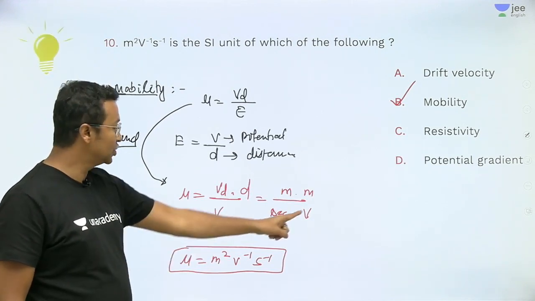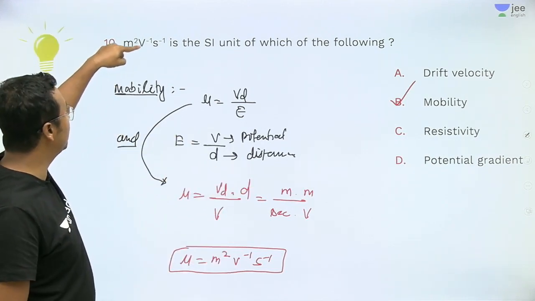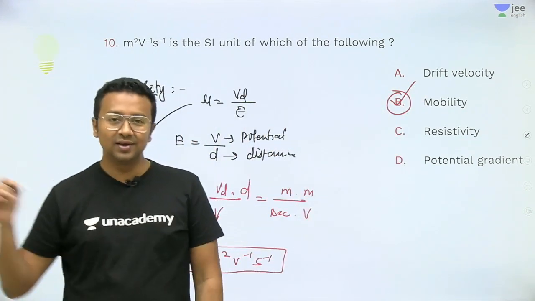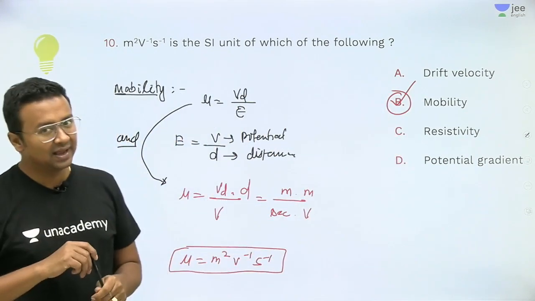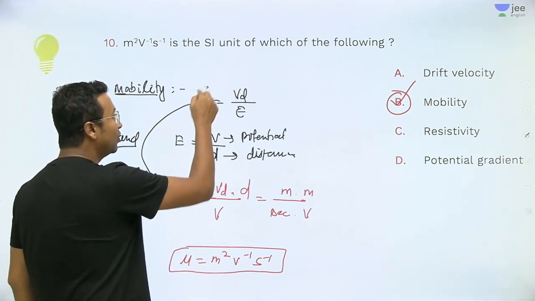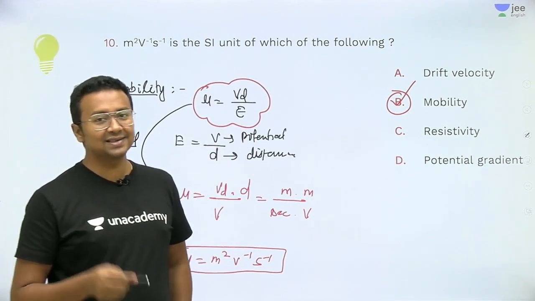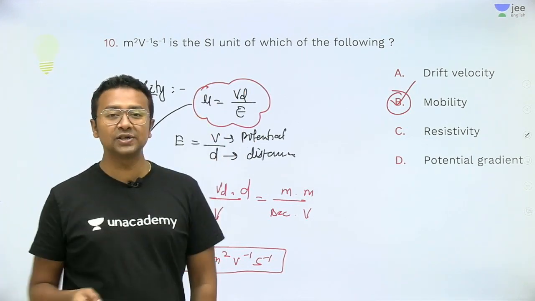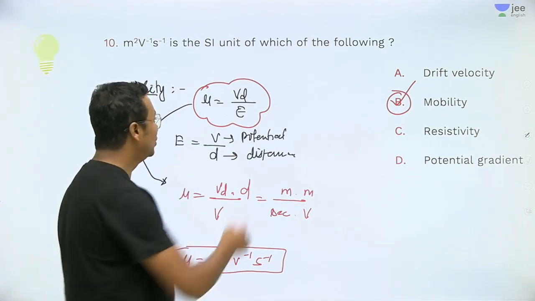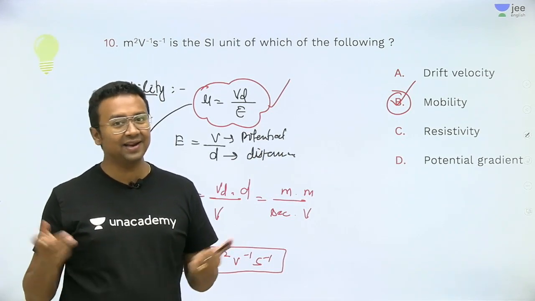This is voltage, so volt and meter. If you solve it, you will get meter square per volt per second. The correct answer is mobility. So in this question, I believe the formula for mobility was what was important, that is, it is the drift velocity per unit electric field.